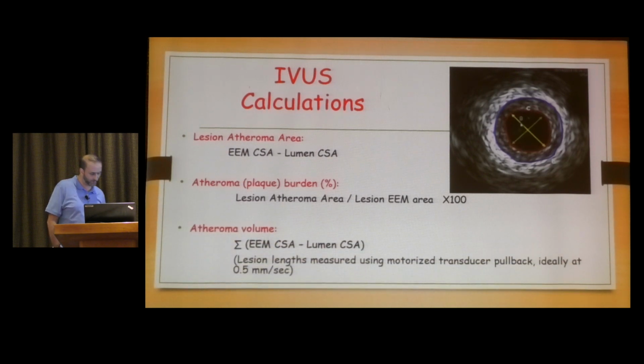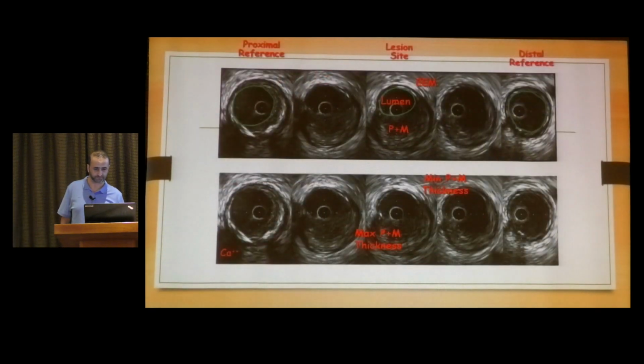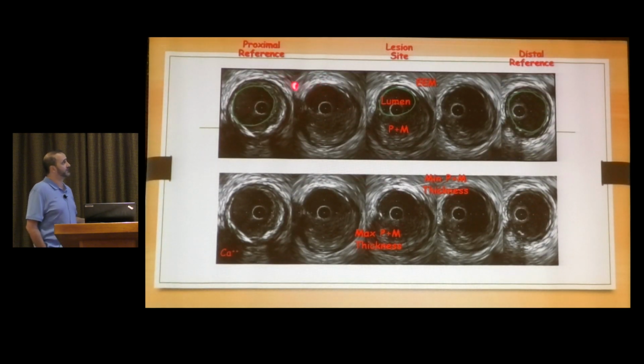Then if we do a motorized pullback for our ultrasound, there is a motorized device. You can put your IVUS device, and it's going to be motorized usually at a speed of 0.5 millimeter per second. And then because it's motorized, we can get the total area over a certain period of time, and then we can get the volume of the atheroma in that segment. This is more a research tool than a clinical tool for us.